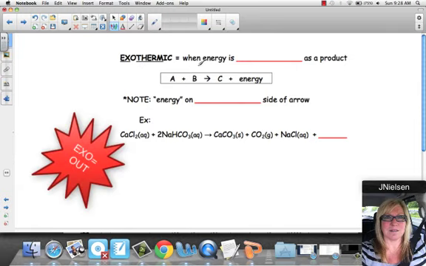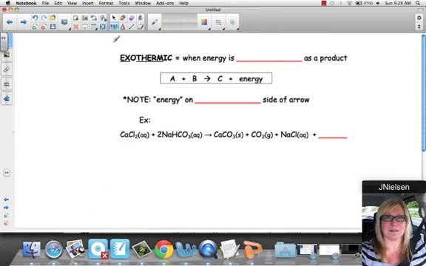Exothermic is when energy is released as a product. So when we release energy, we refer to this as exothermic. And if we were looking at a reaction, you'd have A plus B yields C plus energy. Energy is a product. It's being released. Energy is on the right side of the arrow.